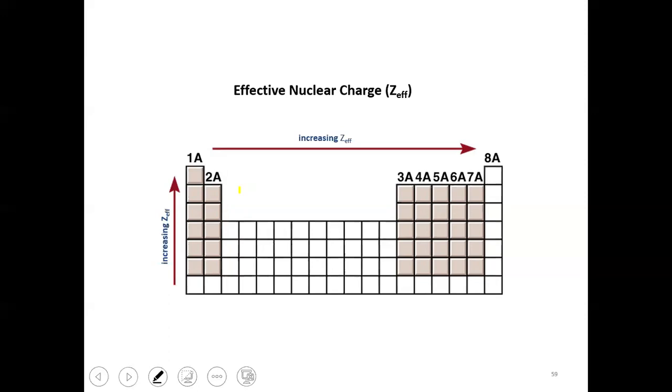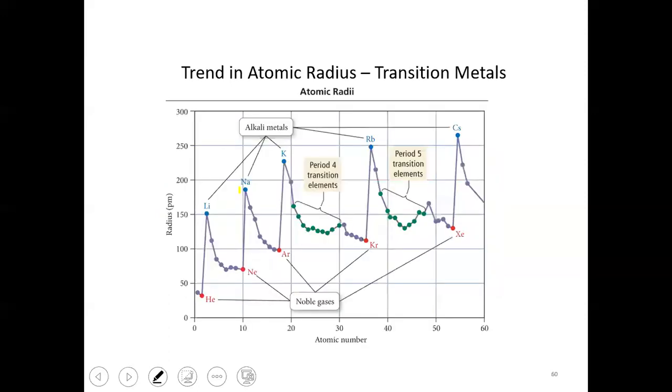Just a quick comment here. I don't think this is as important, but if we look at the transition metals, for example, let's look here at the period 4 transition elements. One thing you notice is that although the trend continues of decreasing size, it is not as dramatic as it is for the main group elements, all right? So it's a slight decrease, and then it kind of levels off, and then it comes back up again as you go from left to right.